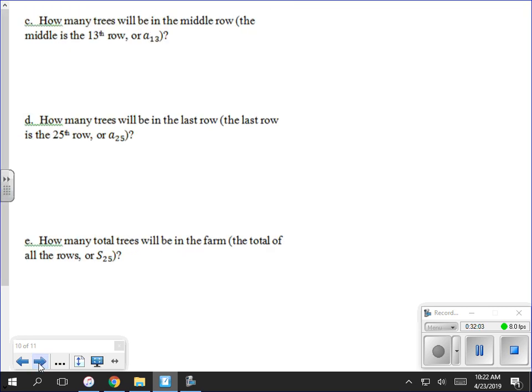So using that formula to answer the next 2 questions. What is the 13th, or a sub 13? A sub 13 is 4 times 13 plus 56. Use the formula we just came up with. N is 13. 4 times 13 plus 56. Get 108.